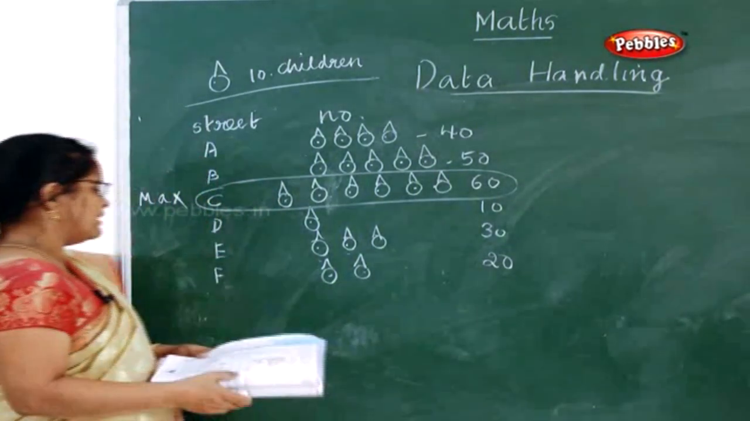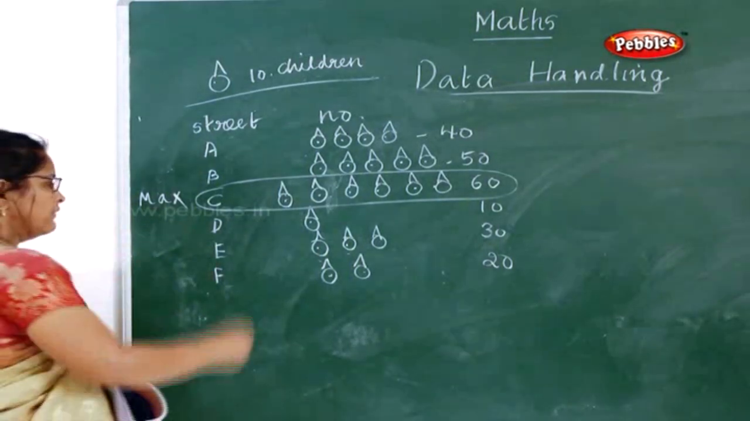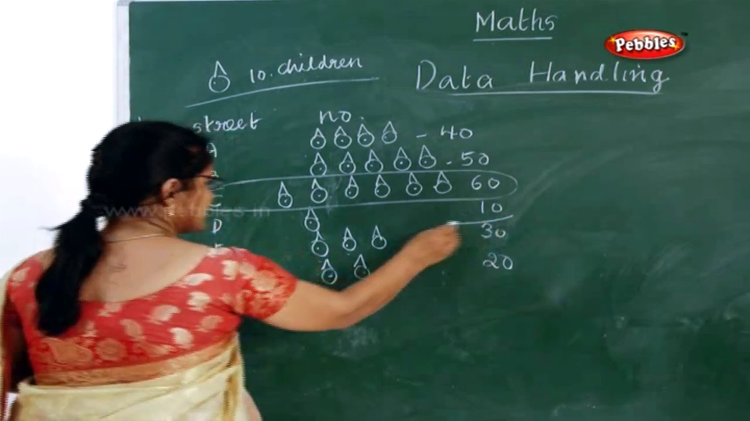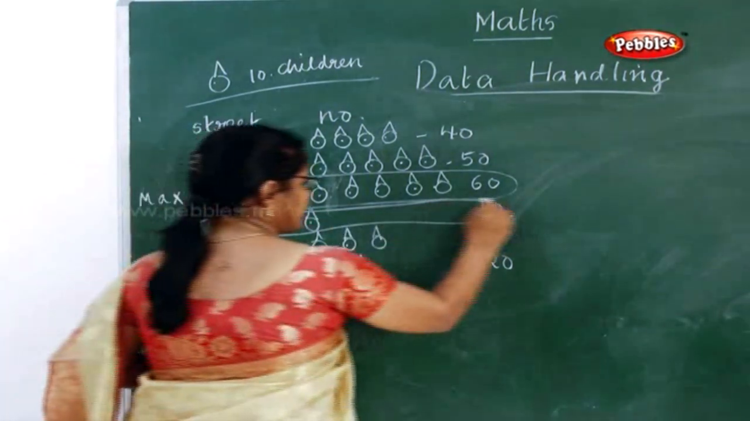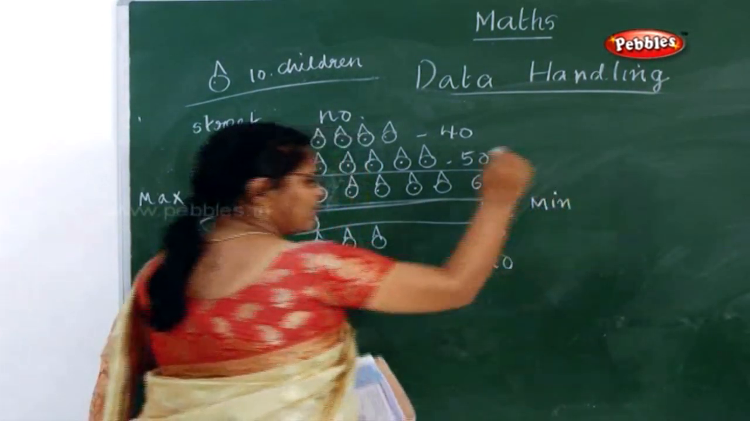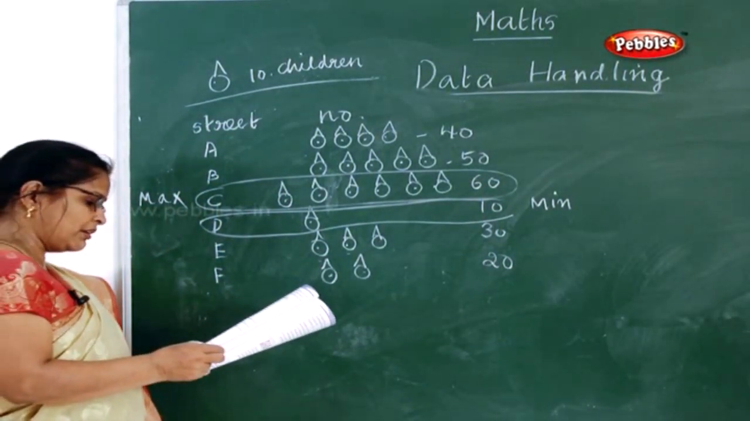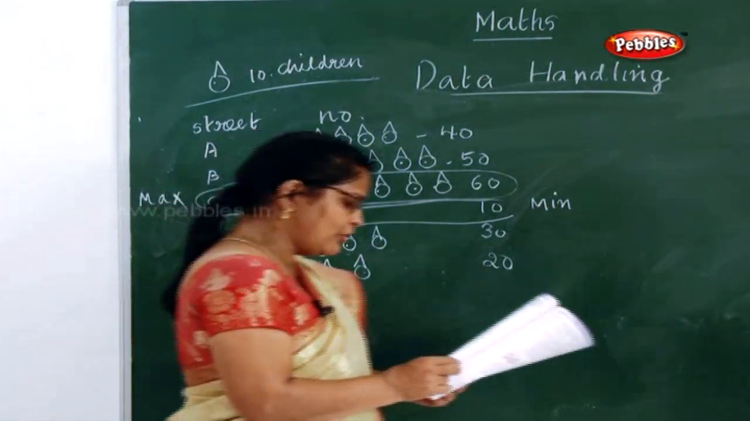Now, minimum. Minimum means least. Which was the minimum? See, 40, 50, 60 is maximum. 10 is the minimum. So, which one is minimum? Street D is the minimum. Is it clear now?